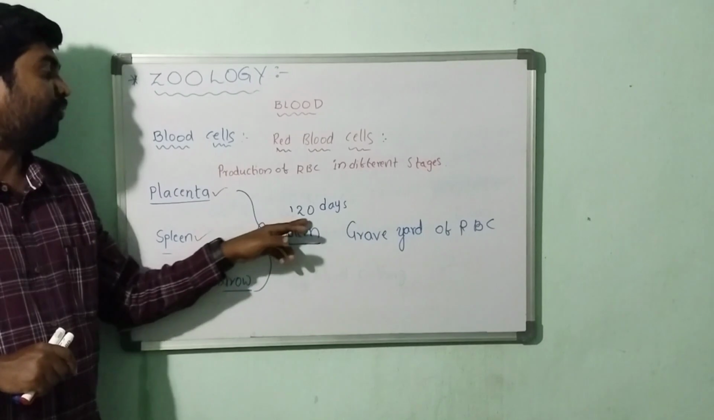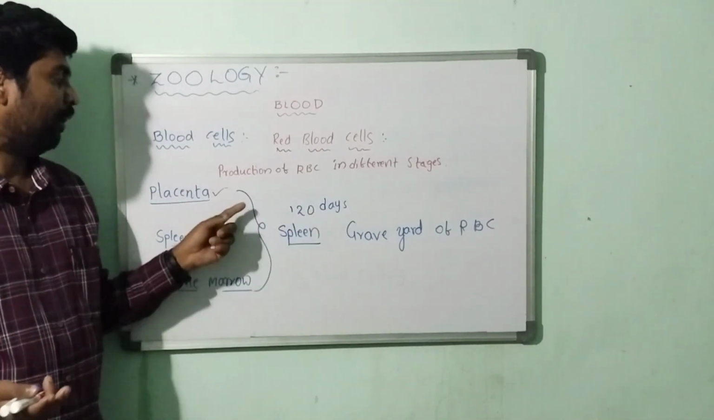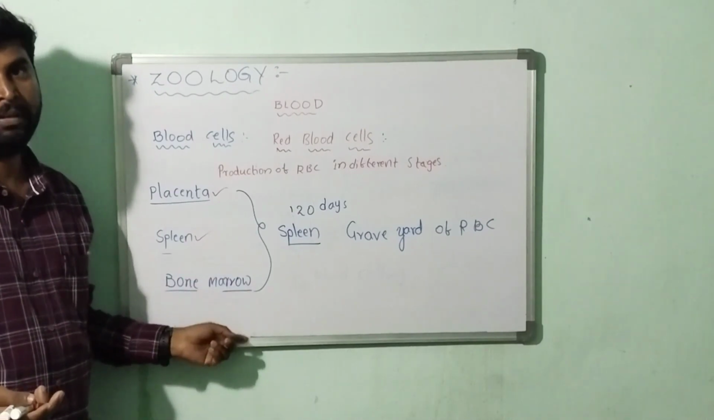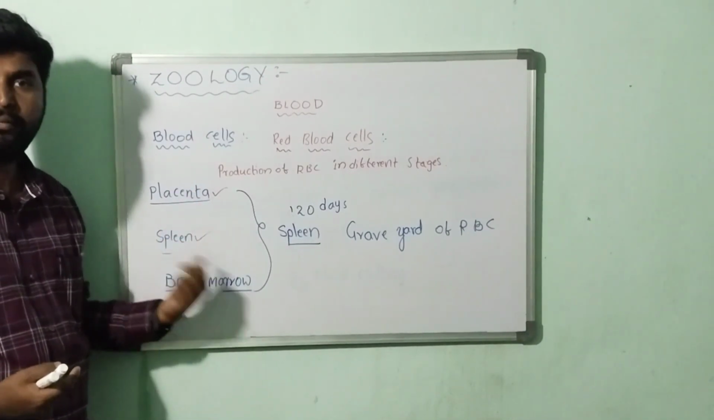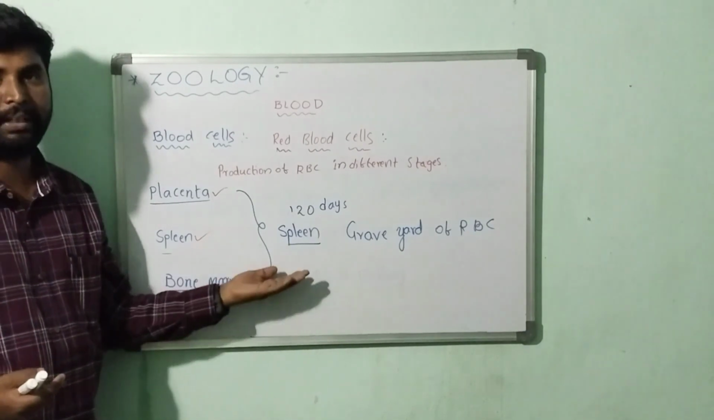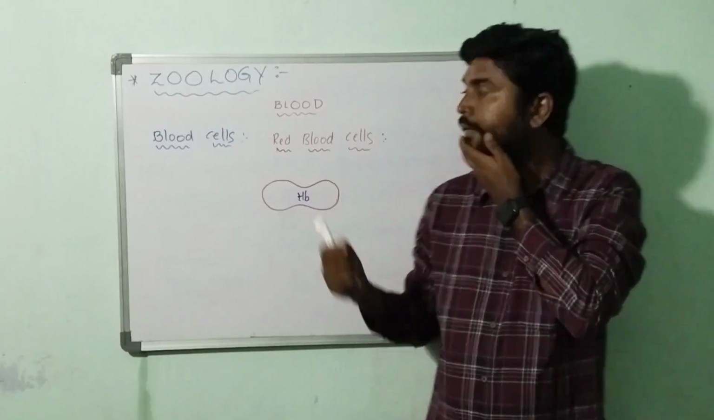So after 120 days, what will happen? I will explain it clearly. Mention it and write it in your notes. Whether produced in the placenta, the spleen, or the bone marrow, after 120 days the spleen is the only place that takes the RBC.